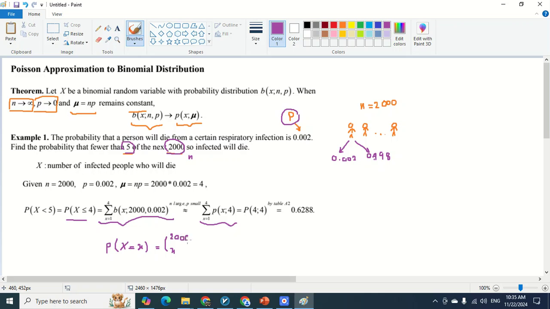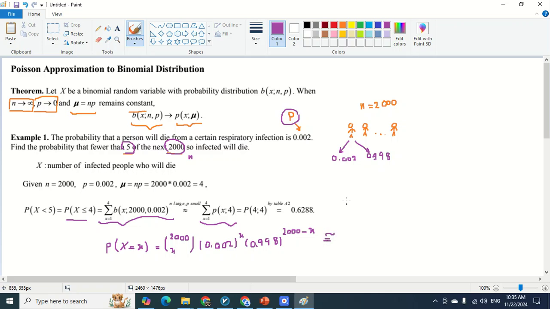X out of 2,000, and the probability of success over here is 0.002 to the power of the successes, which is x, and the probability of failure is 0.998 to the power of the remaining cases, which is 2,000 minus x. And instead of calculating the probability with that type of distribution, which leads us to big numbers, we can approximate this value in the following way.